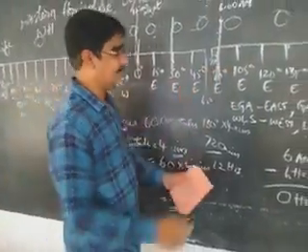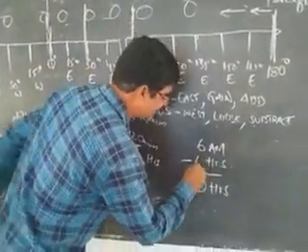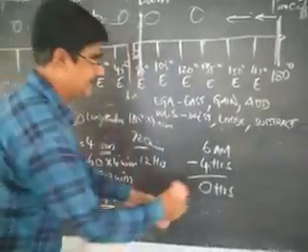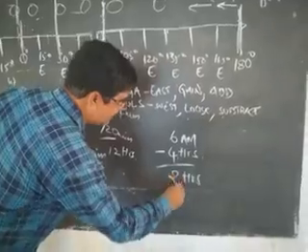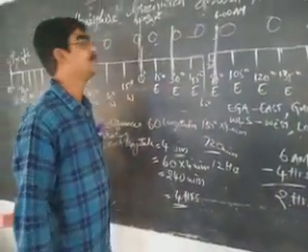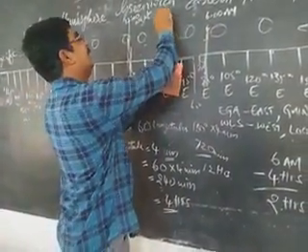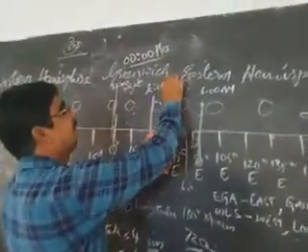Here the time is 6 a.m. 6 a.m. means minus 4 hours. Then how much is it? 2 hours. Here it is 2 a.m.